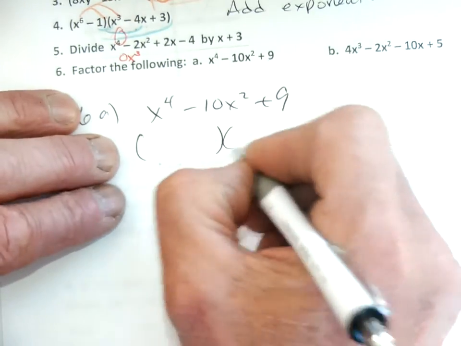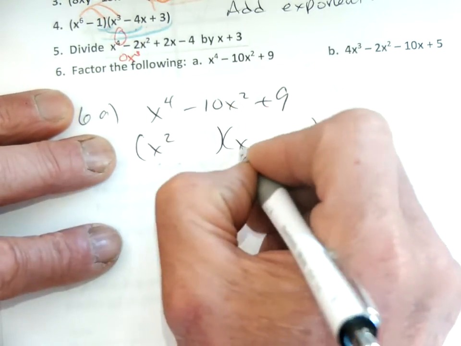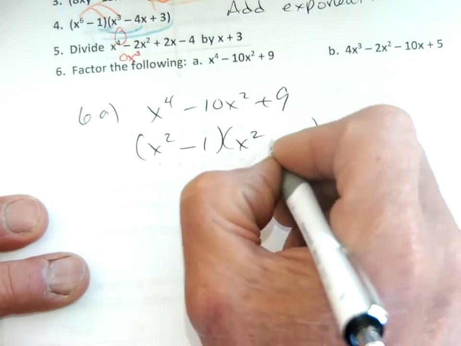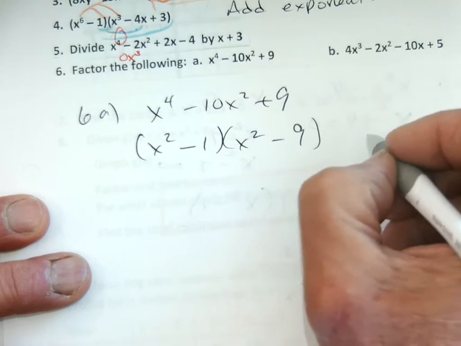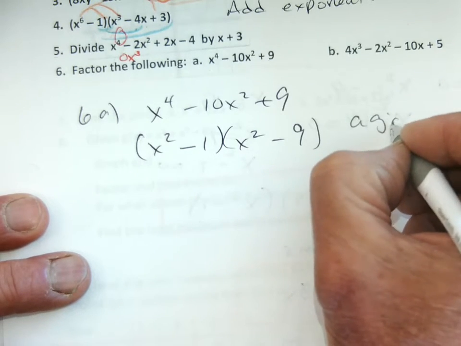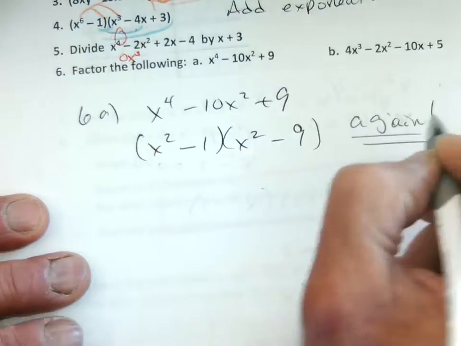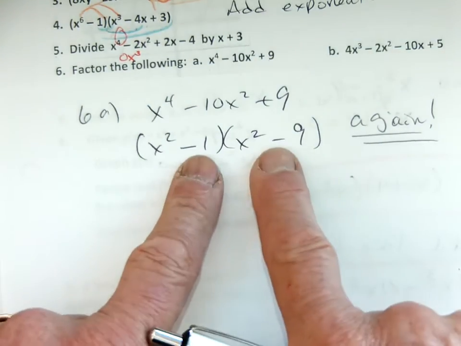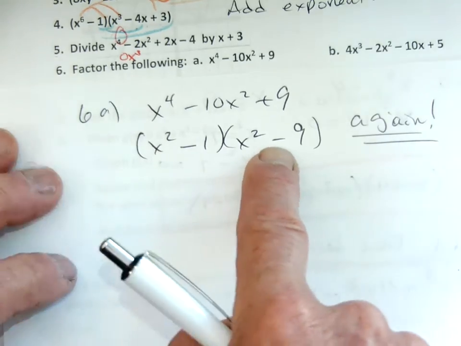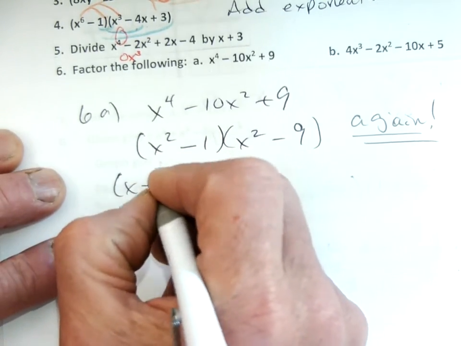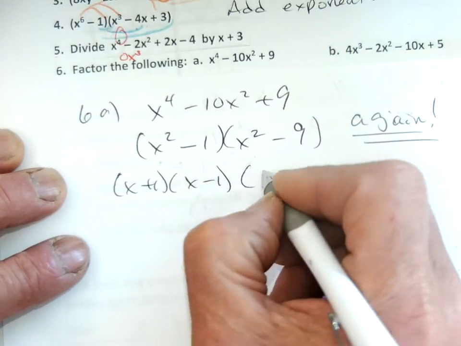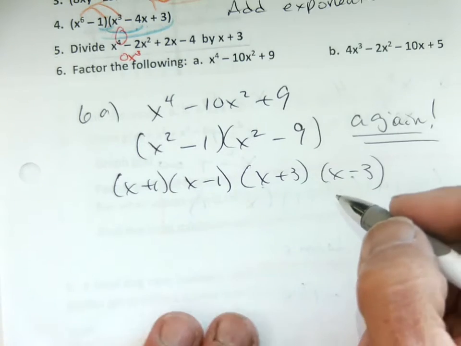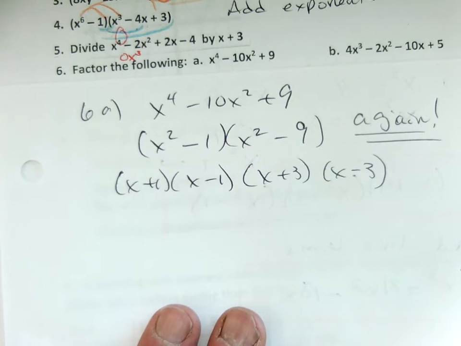Yes, 9 and 1 is totally right. How about an x squared, and negative 1, negative 9. Can we go again? Yes, we can go again. We can factor both of those again, because it's the minus, the negative. If it's subtract, you can factor it again. We can factor that into an x plus 1, x minus 1.